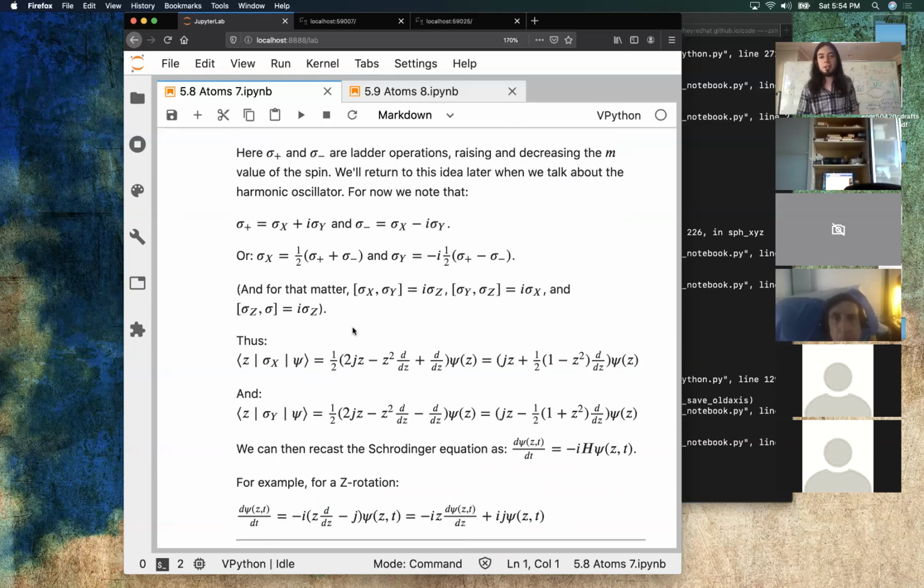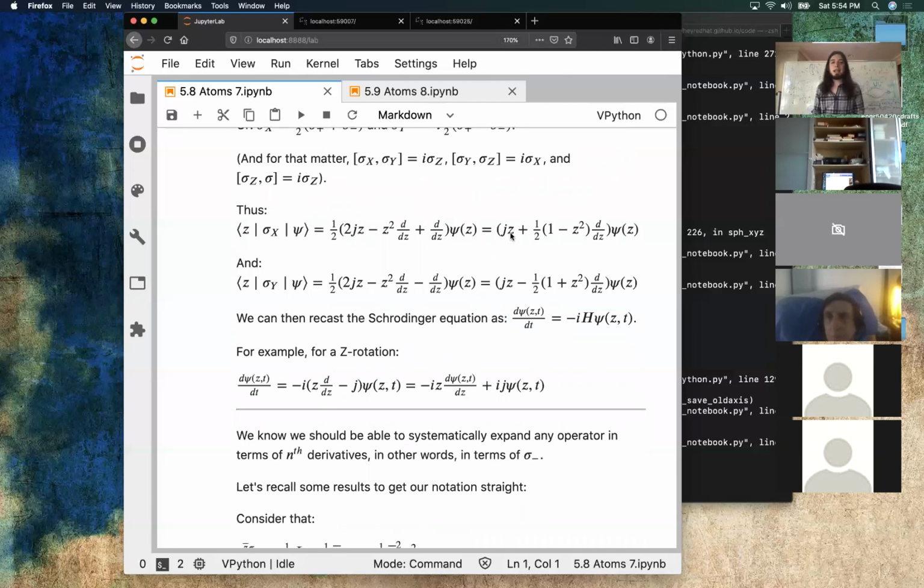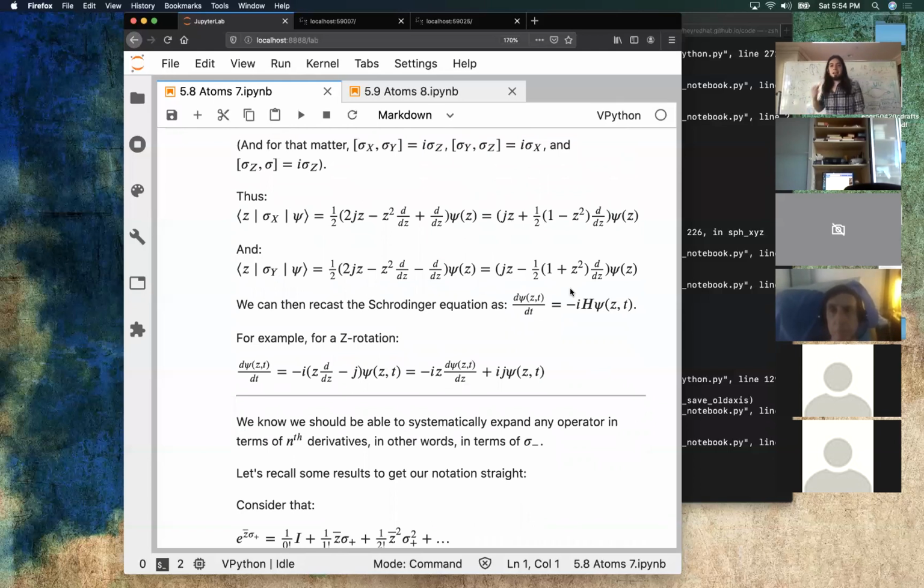So for example, it turns out that you can write Pauli X as a linear combination, 1/2 sigma plus plus sigma minus, and sigma Y similarly as a linear combination of these sigma plus and sigma minus. So from that, we can get expressions for Pauli X and Pauli Y: jz plus 1/2 (1 minus z squared) dz, and jz minus 1/2 (1 plus z squared) dz. Then we can recast the Schrodinger equation totally in terms of these complex polynomials.